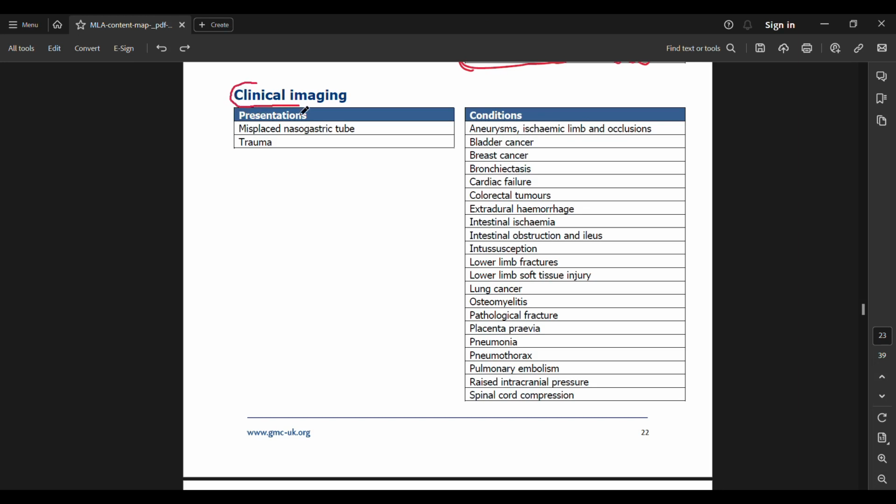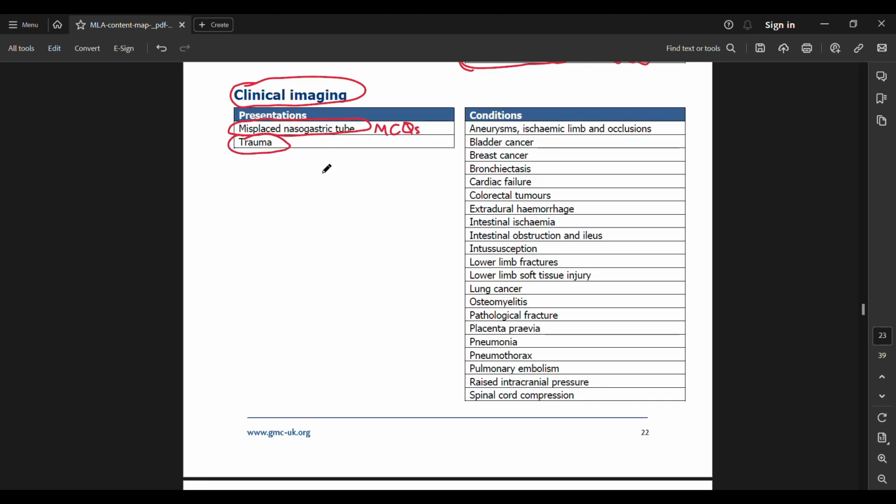Today we're going to talk about clinical imaging. I noticed misplaced nasogastric tube as the first thing written in the presentation section. This is something that is very frequently tested on your multiple choice question exams where they'll give you an x-ray and ask you if the nasogastric tube is correctly or incorrectly placed. So make sure you familiarize yourself with images of nasogastric tubes, in particular x-rays.